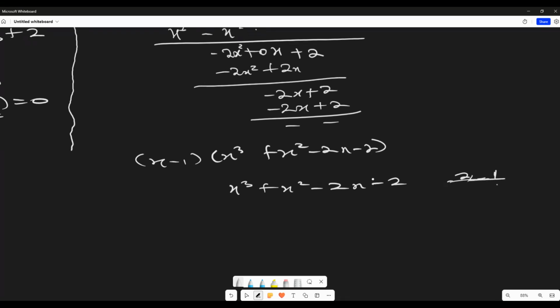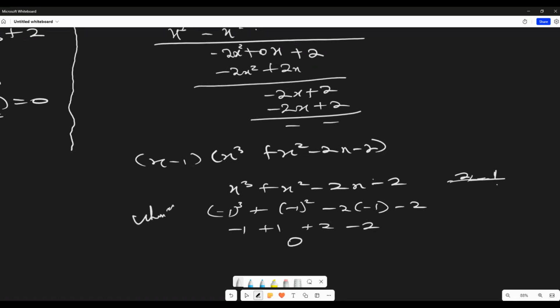So negative 1 cubed plus negative 1 squared minus 2 multiply negative 1 minus 2. So this will give us negative 1 plus 1. And this will give us positive 2 minus 2. And this tends to 0. So this is when x is equal to what? Negative 1. Good. It means x equals negative 1 is one of the solutions.